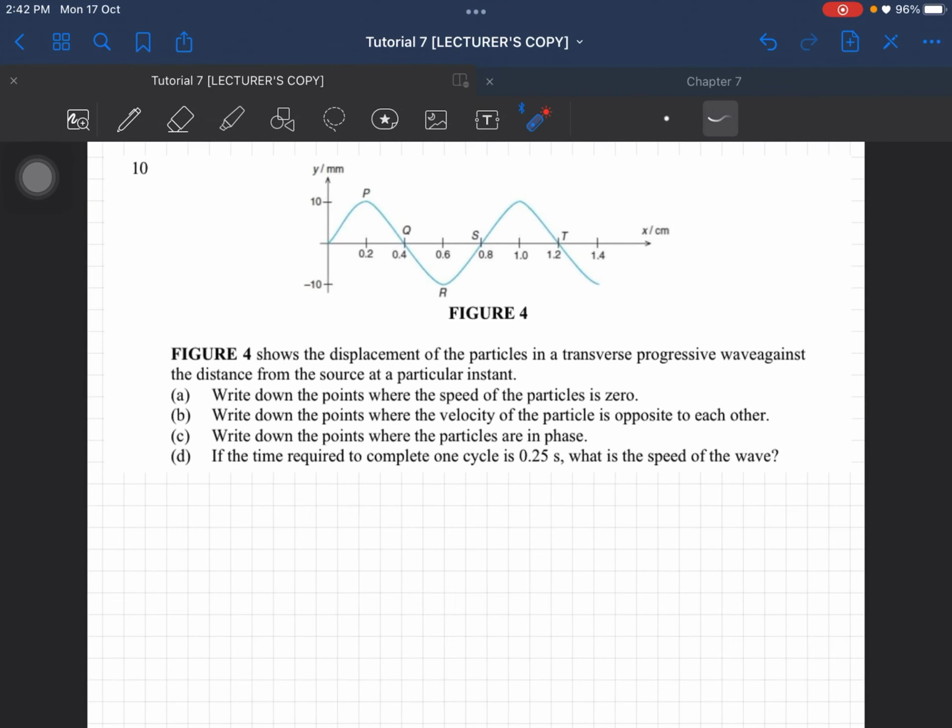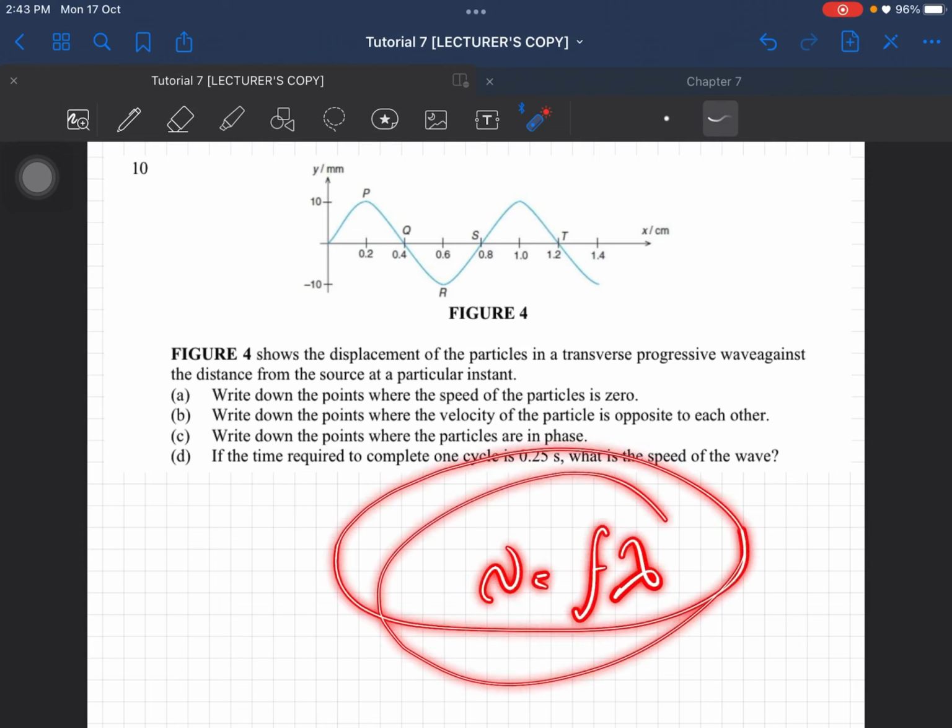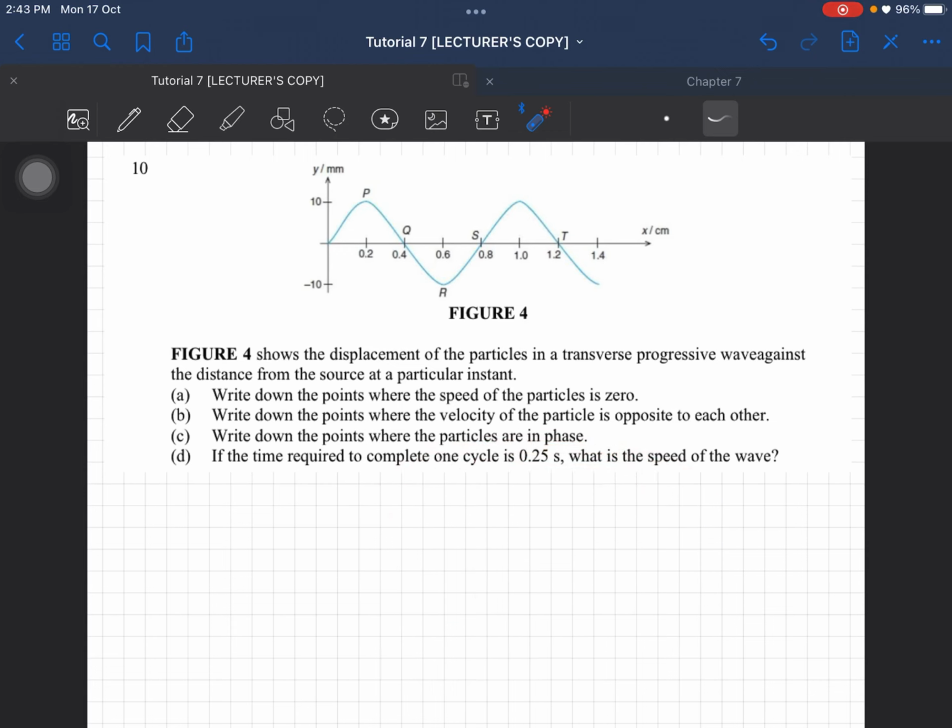Question number 10. So this is a displacement against distance graph of a transverse progressive wave. We have to write down the points where the speed of the particles is 0. So v would be equal to 0 at y equal to the amplitude. From the graph, we can't really calculate the value of velocity because we do not have the value of frequency, which is v equal to f lambda. So we can't determine where in this graph the value v is equal to 0.